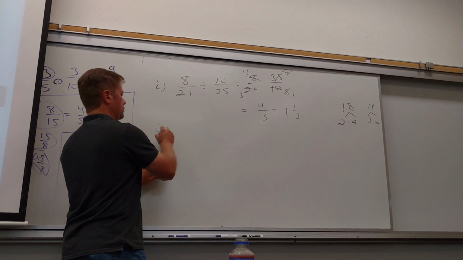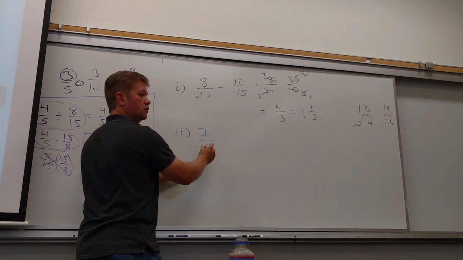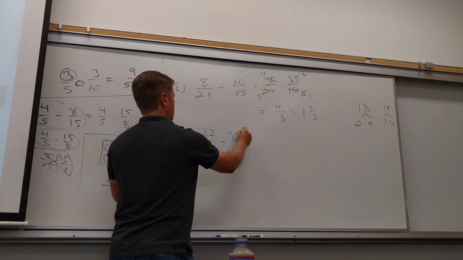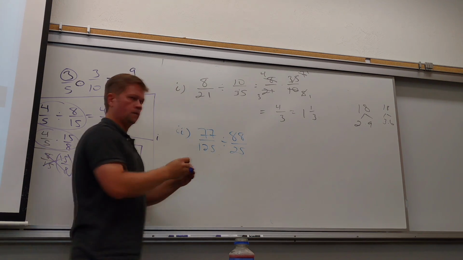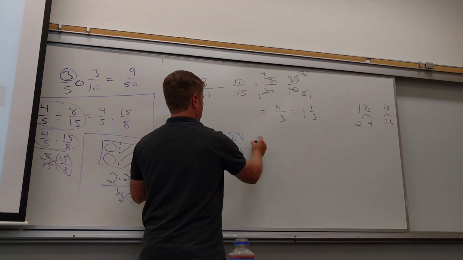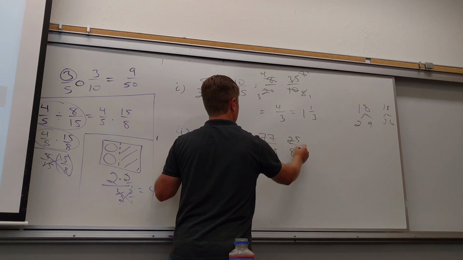What was the second problem I put up here? 77 over 88 divided by 25 over 125. Well, actually, yeah, so the first thing you do, flip this one.